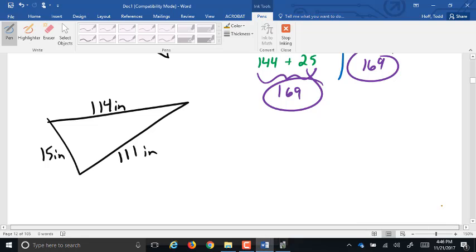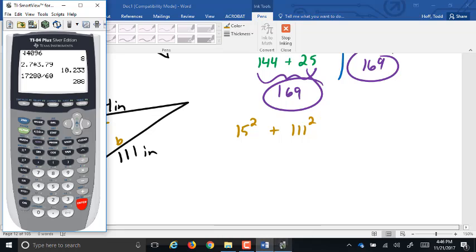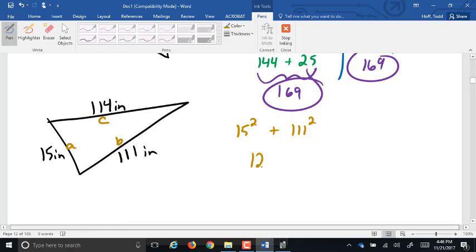If this were a right triangle, which side would have to be side C? The 114, the longest side. So I'd make the other two A and B. So we got 15 squared plus 111 squared. Now I can just do that on the calculator and do 15 squared plus 111 squared. I get 12,546.